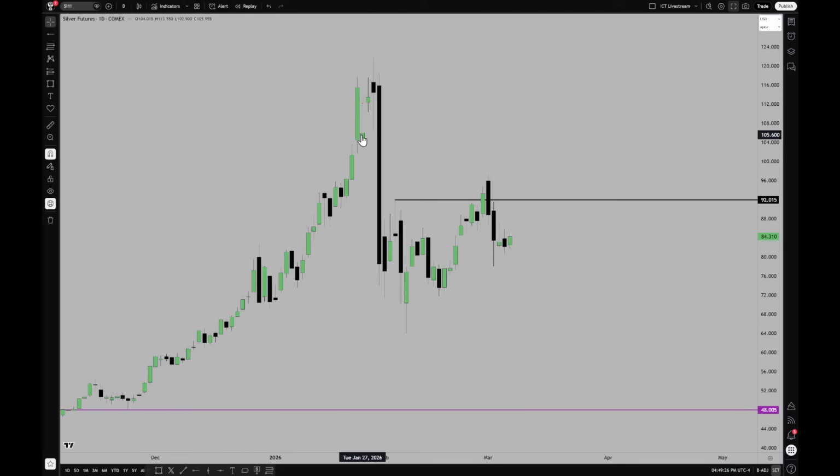I am under the assumption that what they may do is let silver collapse back down into the low 50s, maybe even back down to 48 by the time the March contract expires. I know that sounds extreme. I would not be surprised. It probably won't happen, folks.